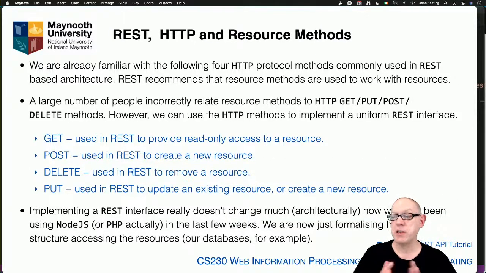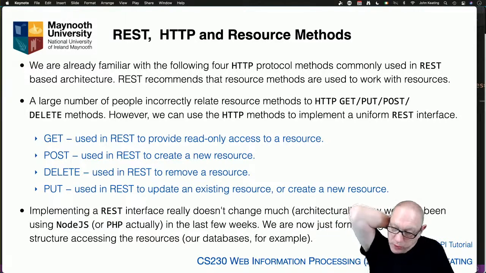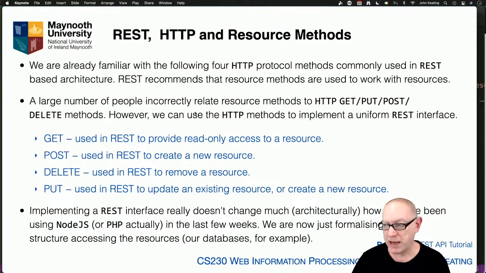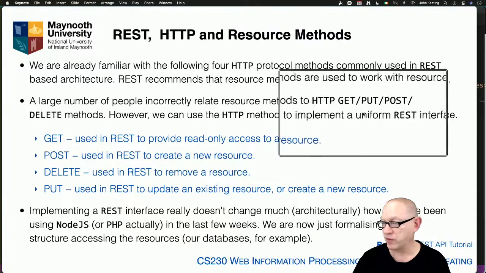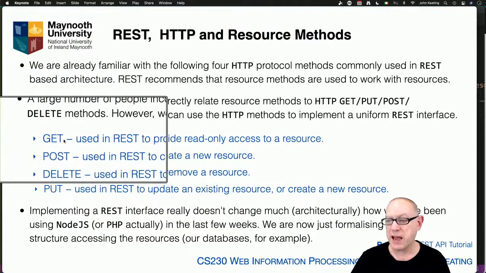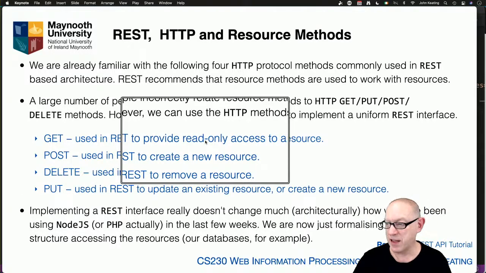So we're already familiar with the four HTTP protocol methods that are commonly used in REST-based architecture. And REST recommends that the resource methods are used to work with our resources. So a lot of people incorrectly relate the resource methods to HTTP get, put, post, and delete methods. We can use the methods to implement a uniform REST interface. So we tend to use in REST, and this is, you know, how we work it. It doesn't have to work like this, but this is the way we do it. Get, that's used to provide read-only access to a resource. So you get something if you like, okay?